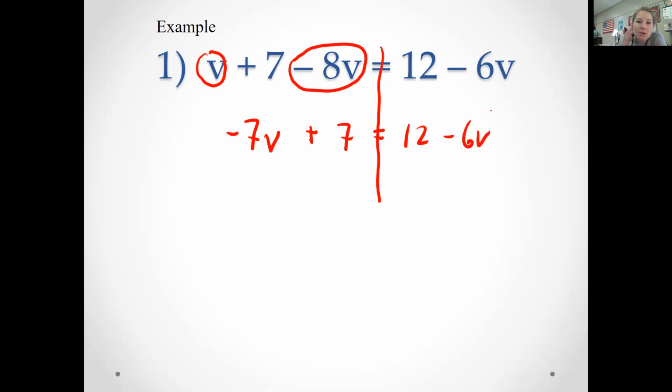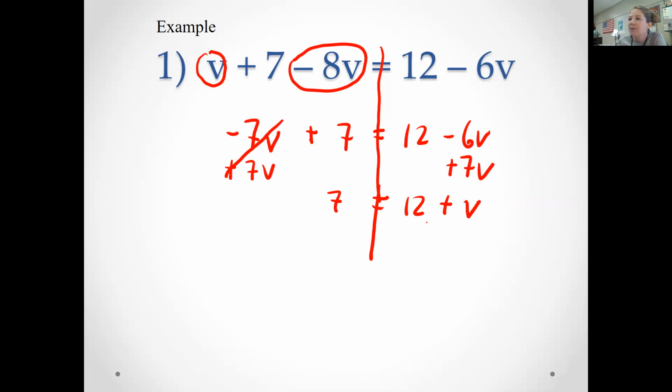All right, so the smaller variable is negative 7. Negative 7 is smaller than negative 6. So I'm going to add 7v to both sides, get my v's together. So I'm getting rid of this one. Negative 7 plus 7 is gone. I bring down my 7. I bring down my equal sign, 12. And then what's negative 6v plus 7v? That is positive 1v. Well, 1 times v is v.